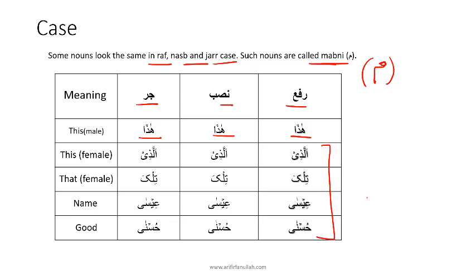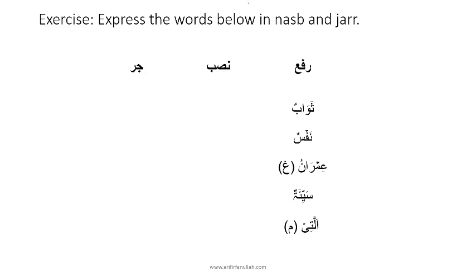And just like earlier we talked about the Maryam words, where rafa gets a dhamma and then nasab and jar have the fatha, we can call this category the Isa words. And we can say that Isa words look the same in rafa, nasab and jar. So now let's do a simple exercise. I've given you the rafa form and you need to come up with the nasab and jar.